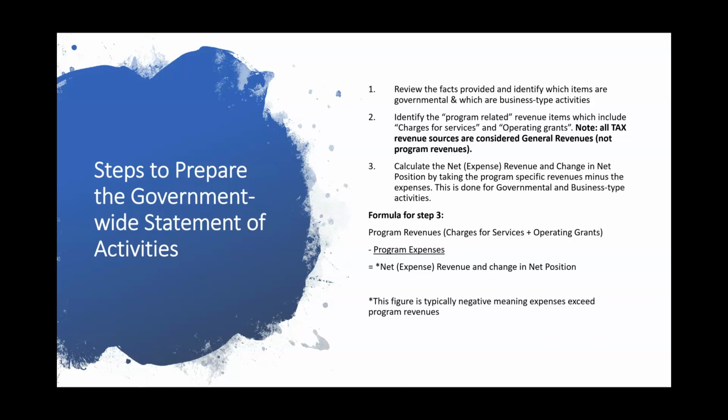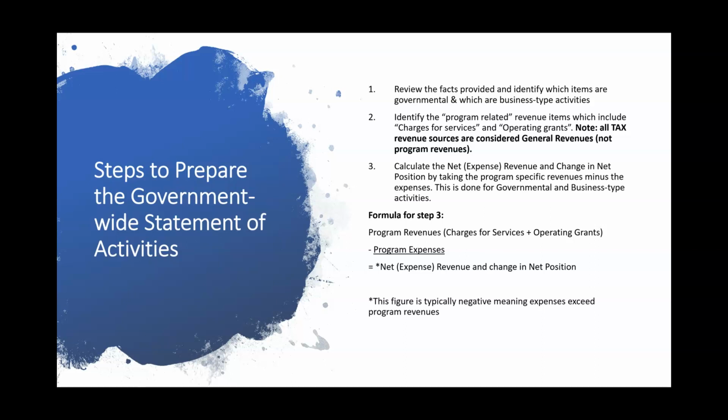Next, we're going to identify any program-related revenues. Those include, if you'll recall, go back and review if you can't recall this pretty quickly. But any program-related revenues include charges for services and operating grants, right? And just remember the big note that I gave you guys earlier. All tax revenue sources are considered general revenues. They are not program revenues. Even if you would typically consider them to be part of a program revenue, for financial statement purposes, they are not. They are general revenues.